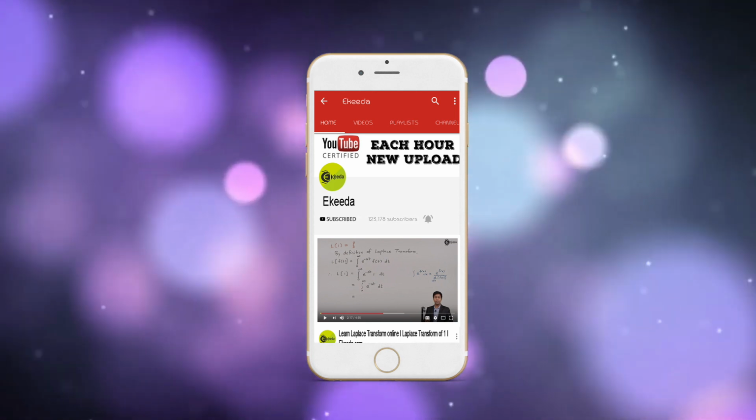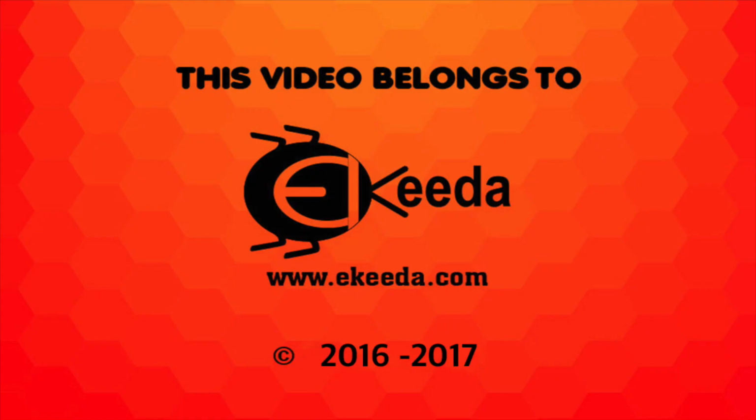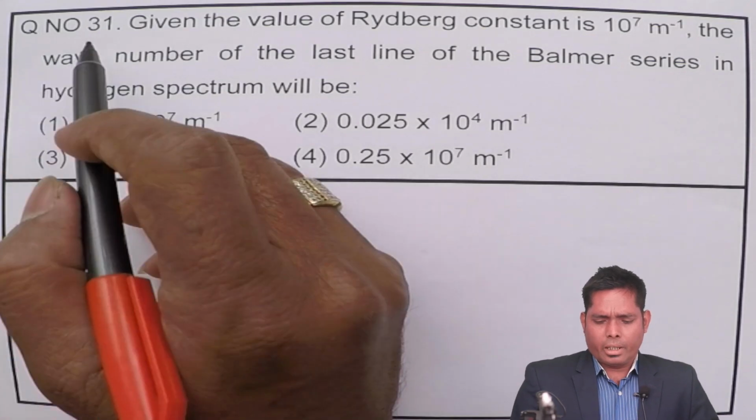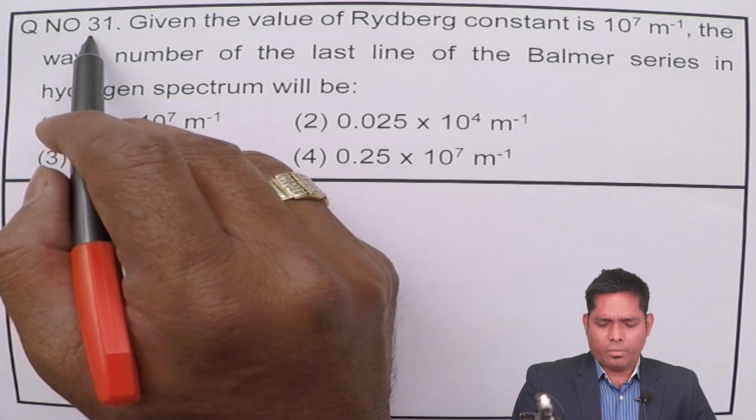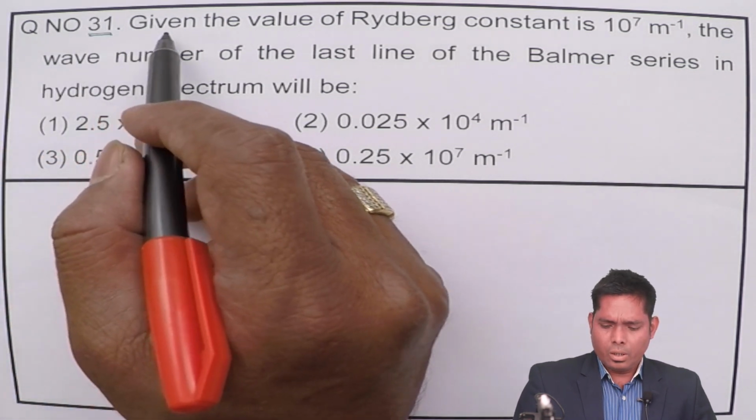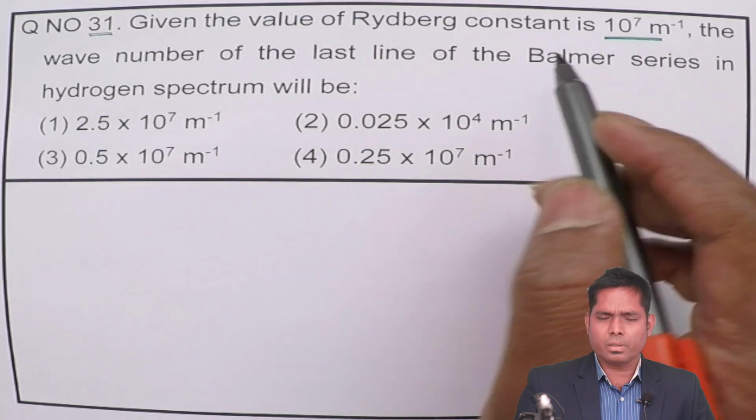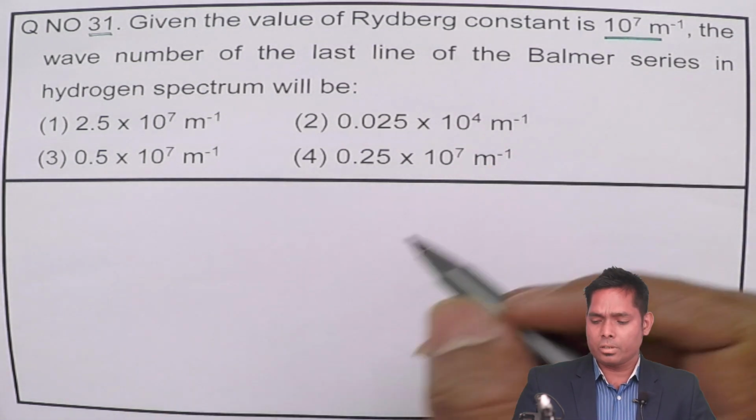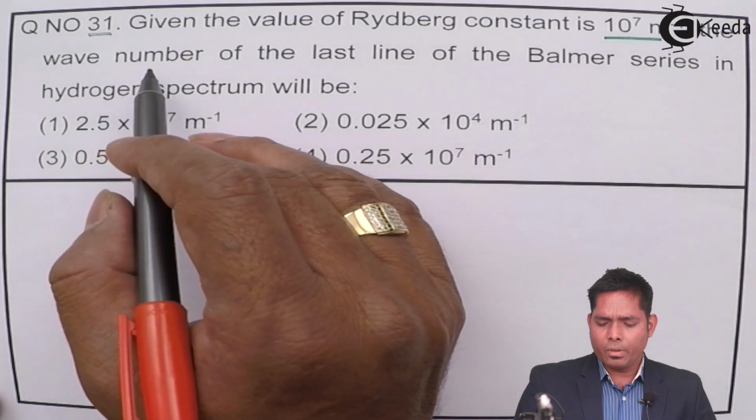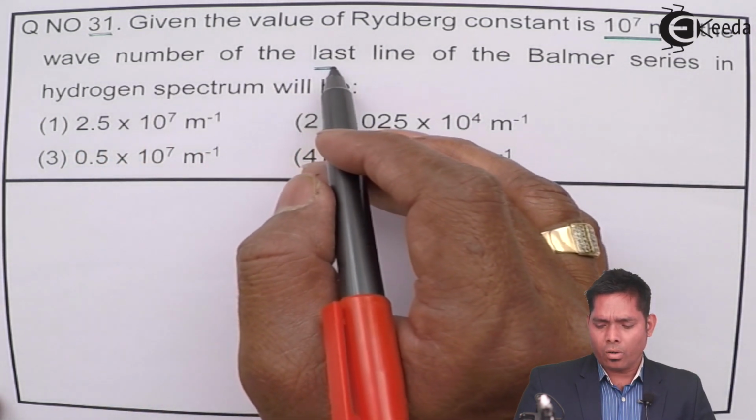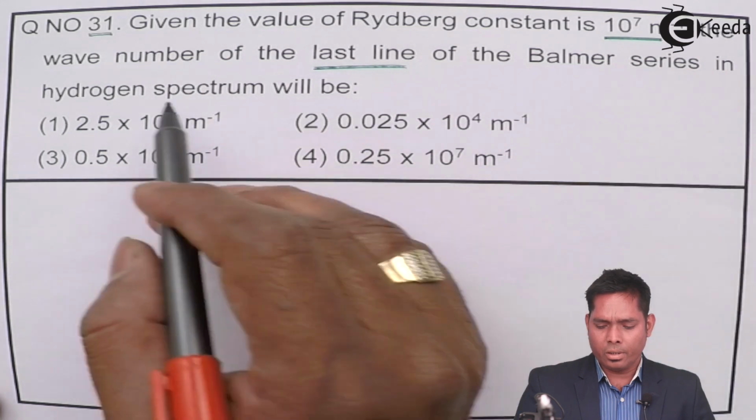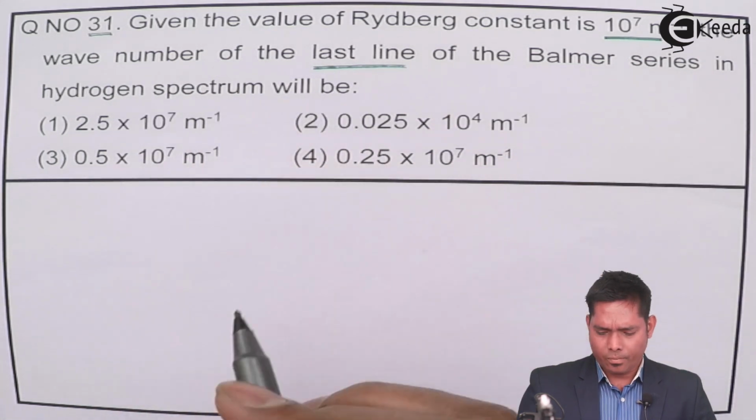Students, in this video we'll discuss question number 31 of NEET physics paper 2016. Let us start question number 31. Given the value of Rydberg constant, which is 10 to the power 7 meter inverse, the wave number of the last line of Balmer series in hydrogen spectrum will be.